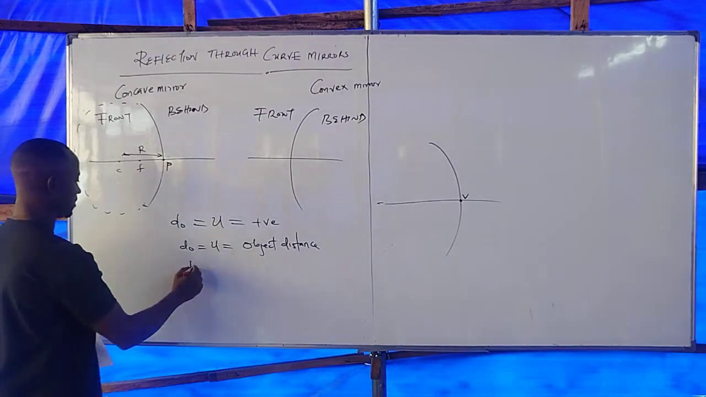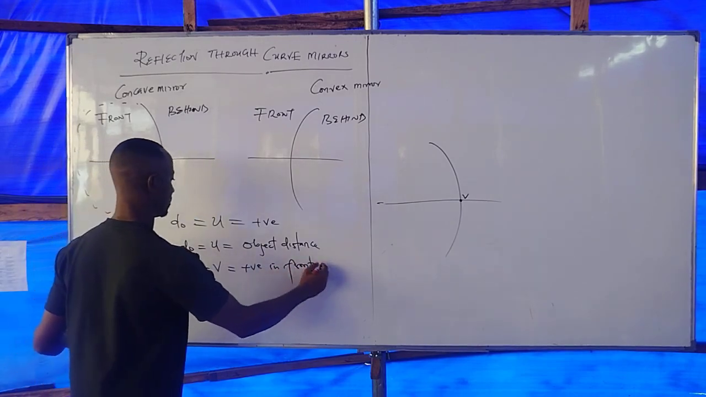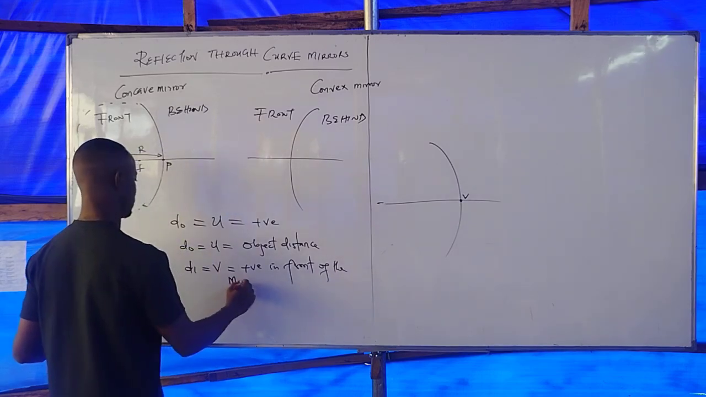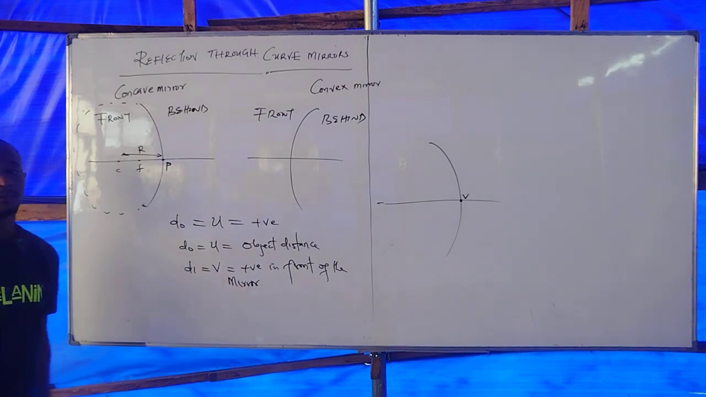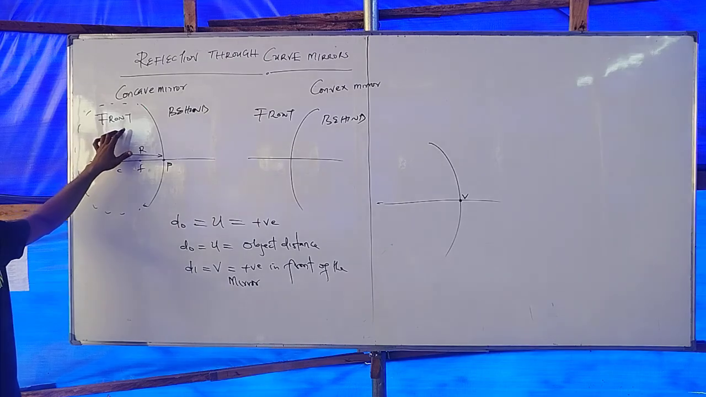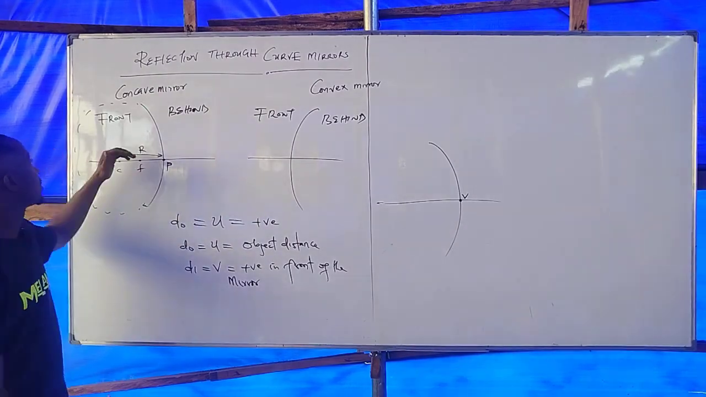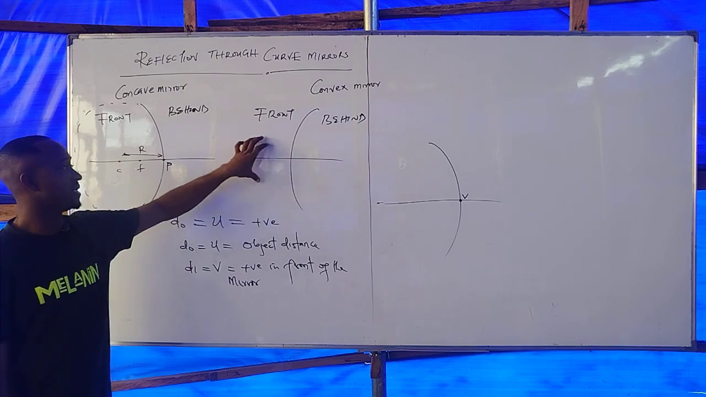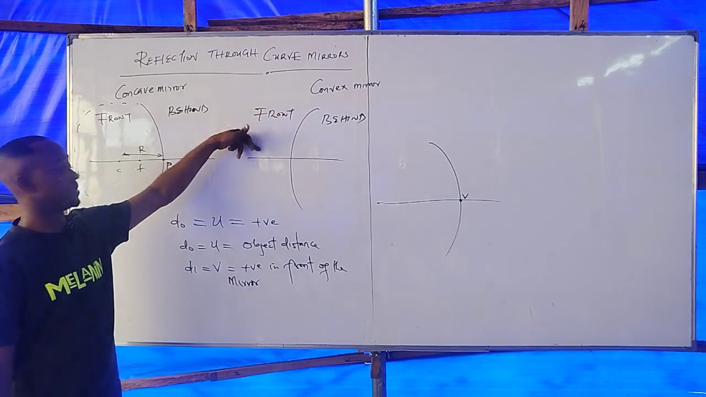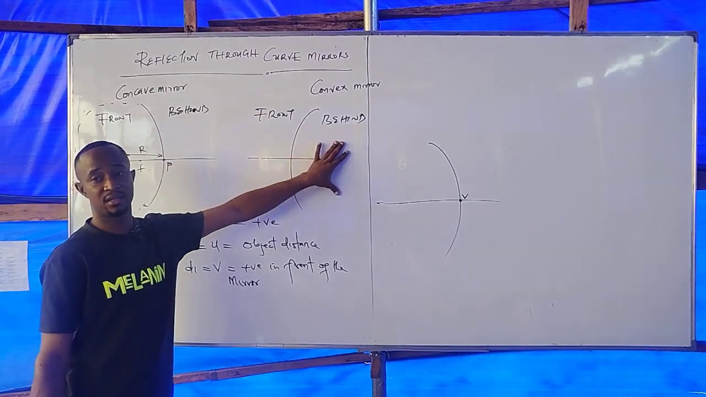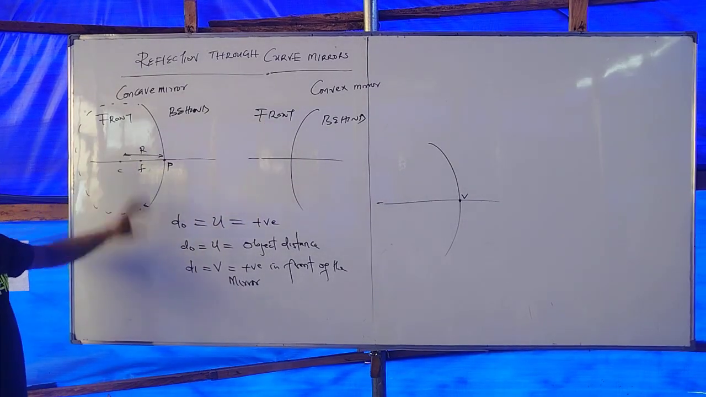The image DI equals V is also positive in front of the mirror. What is the front of this concave mirror? This. What I'm giving you is for both concave and convex. If the object is in front of this mirror here, it's positive. The front of the convex mirror is here, right? What is the back? Is here. That means this is the reflecting surface. Are you getting the gist here?